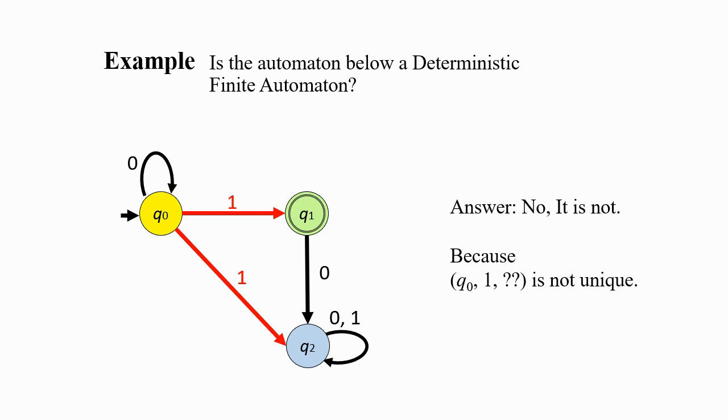So one of the requirements of the transition function is that it should be a total function. It means that every combination of an element of Q and an element of sigma should have only one image in Q. But here we have two images from the same edges with label 1. So this is not a deterministic finite automaton.